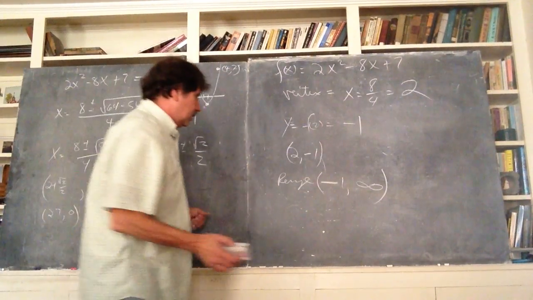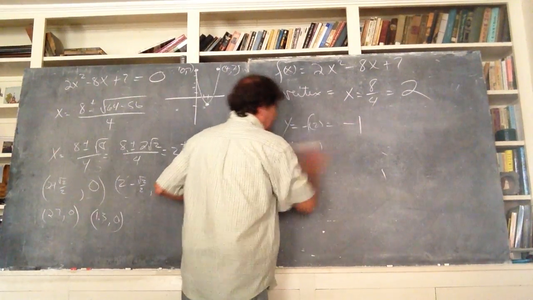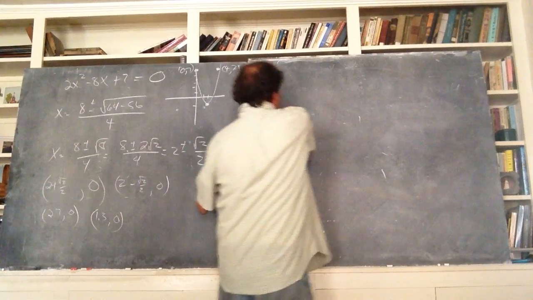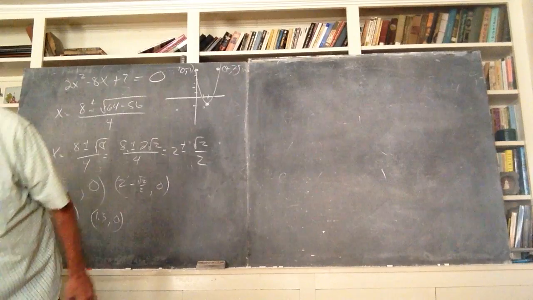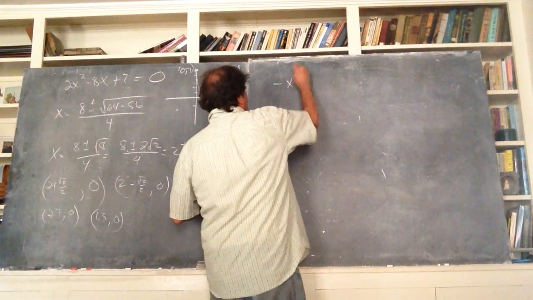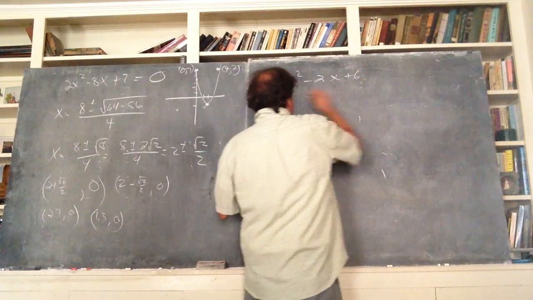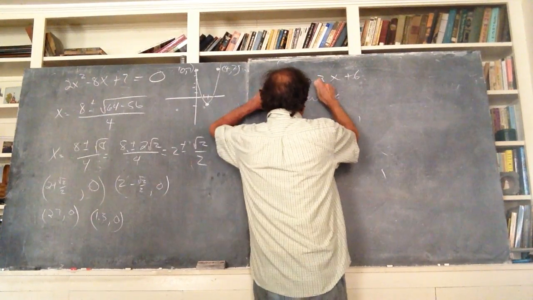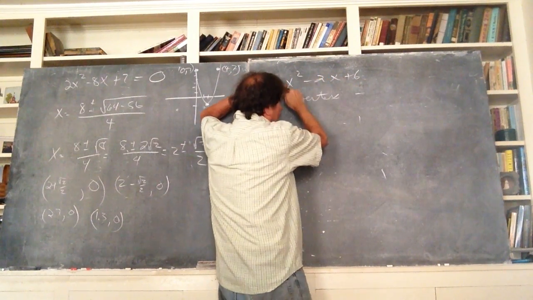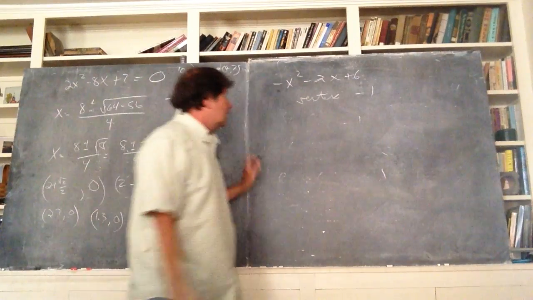Another one. I just want to do one that opens down. Just one that opens down. -x squared minus 2x plus 6. Vertex. Opposite b over 2a. 2, negative 2 over 1. It's -1.